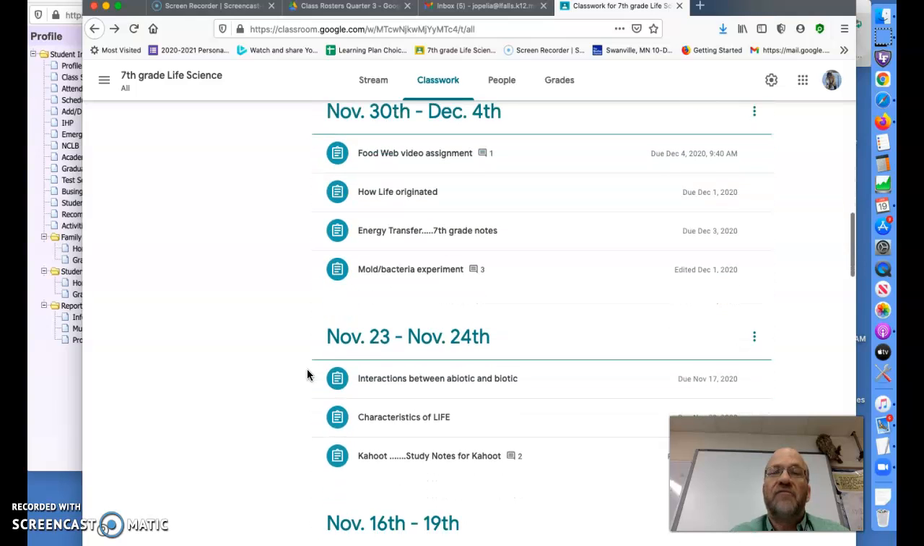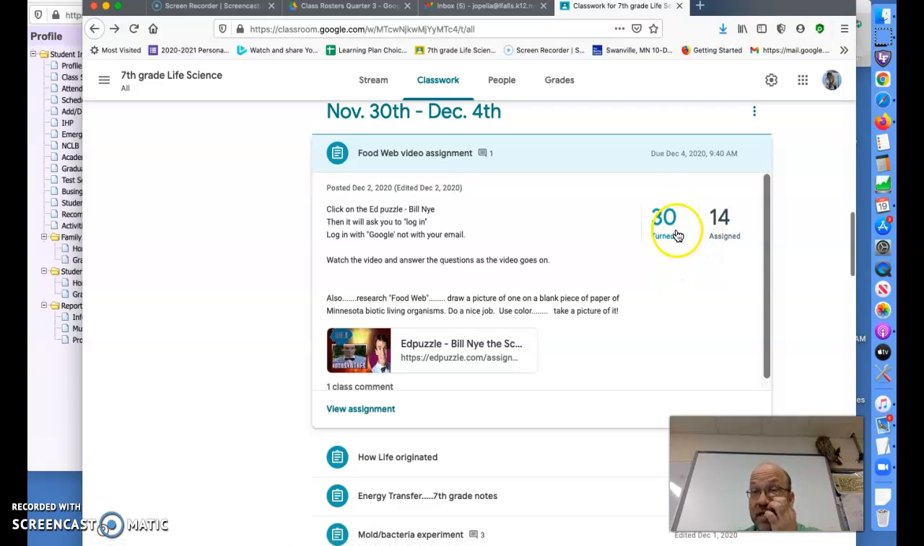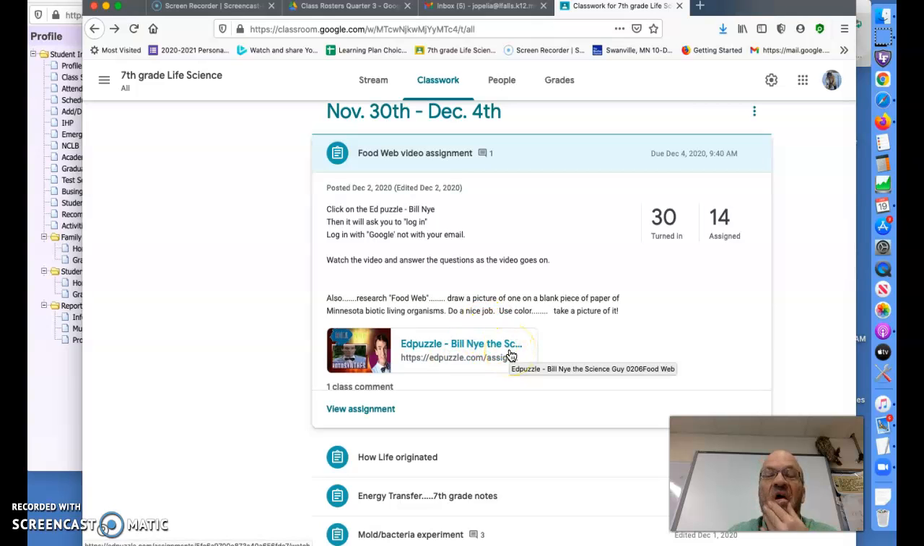And then we have food web assignment. This one. 14 did not do it. 30 turned it in. Hopefully all the assignments are attached to it. On this one, you were supposed to watch this Ed puzzle and read that, watch that, and it talks about food web. And then it says also research food web.